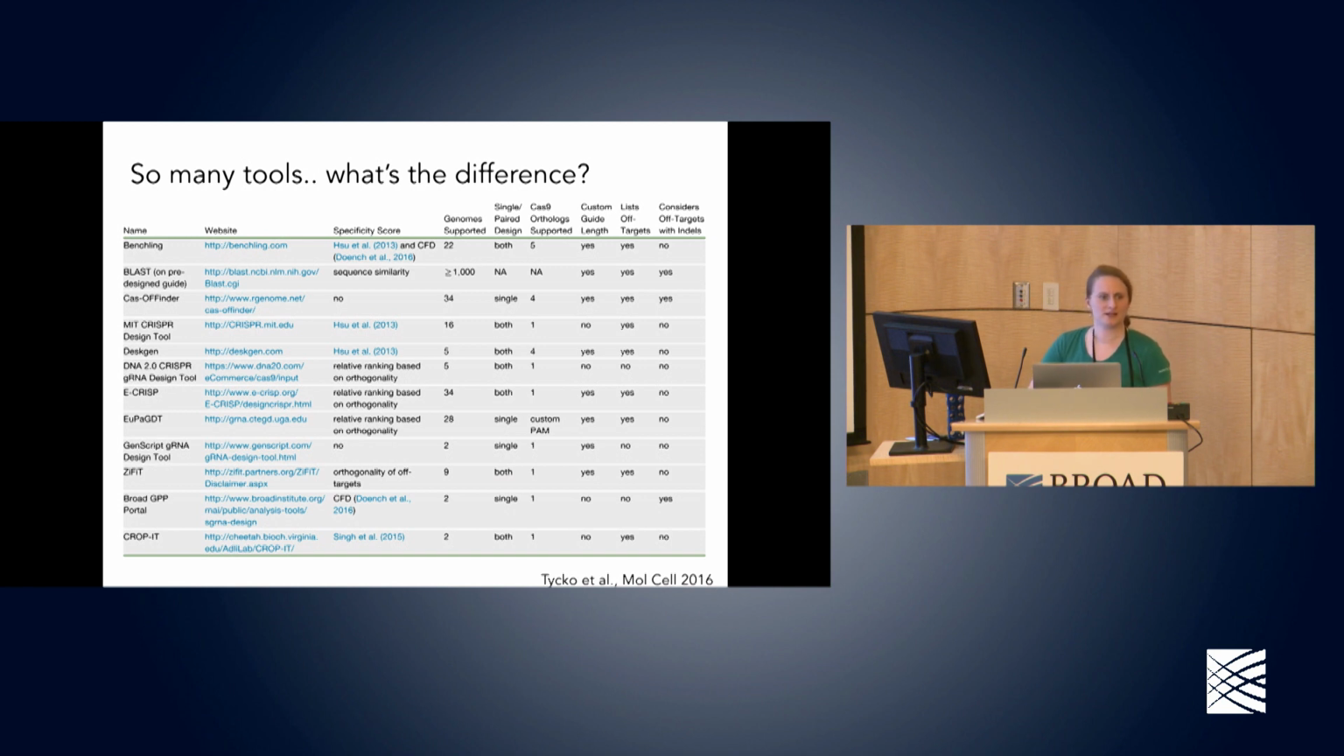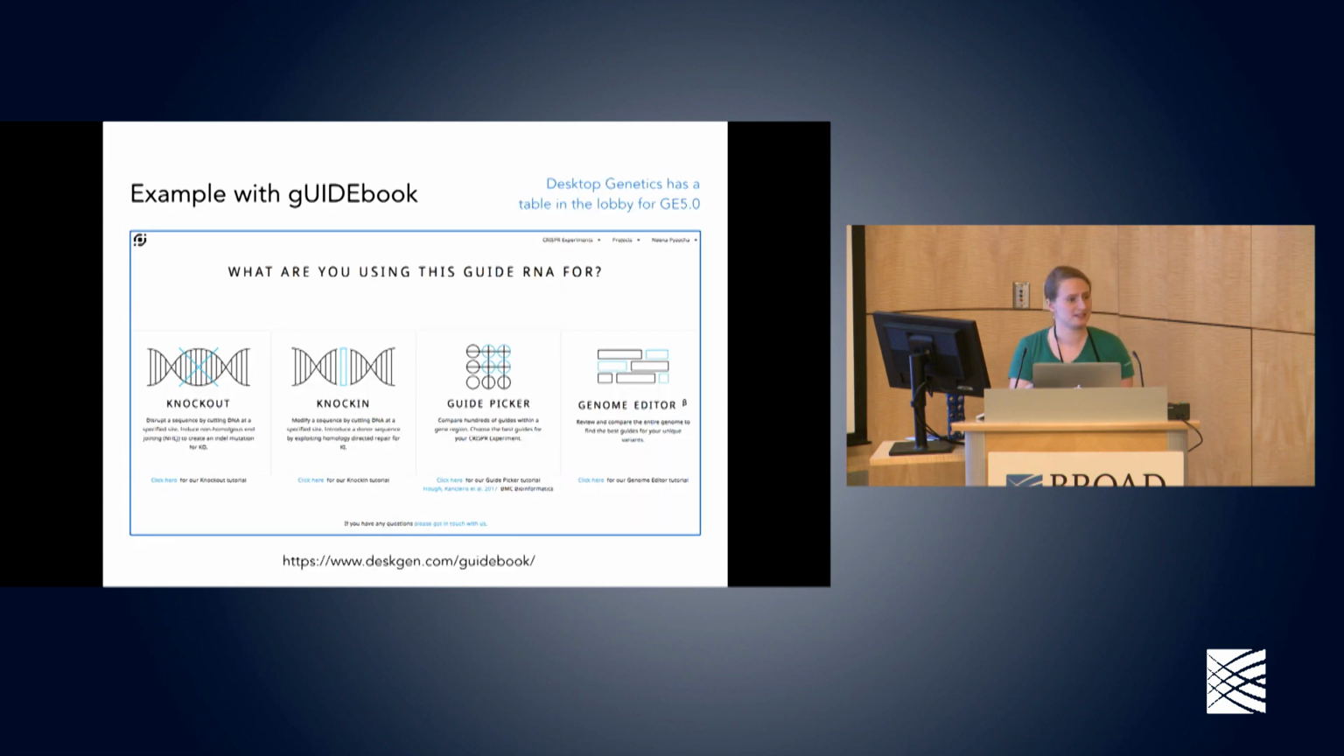And so since this is a basics talk, I'd like to briefly go through an example. And just for today, I've decided to work with Guidebook. So Guidebook is by Desktop Genetics, and I'd also like to briefly let you know that Desktop Genetics has a table in the lobby. So if you have particular questions about this tool or anything else they do, I highly recommend that you seek out their table and ask them some good questions.